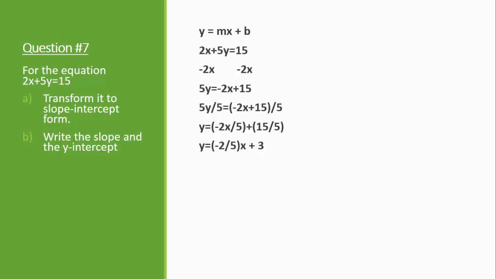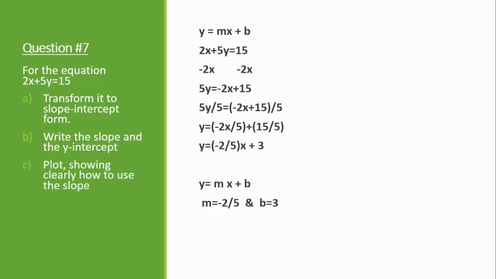Then it asks us to write the slope and the y-intercept. Well, we already have it in the appropriate format, so we can see that y equals mx plus b. If y is equal to negative 2/5 x plus 3 and y is equal to mx plus b, just by looking at its form, you can see that the m value is negative 2/5 and the b value is equal to 3.